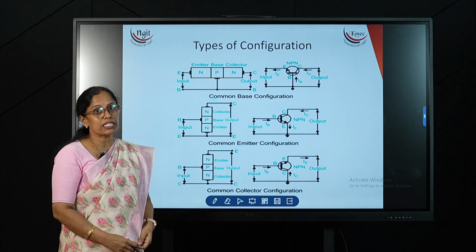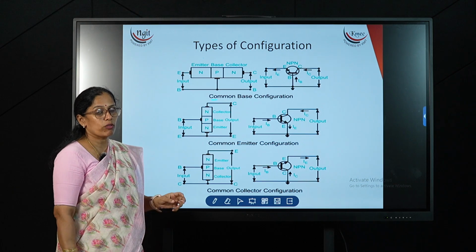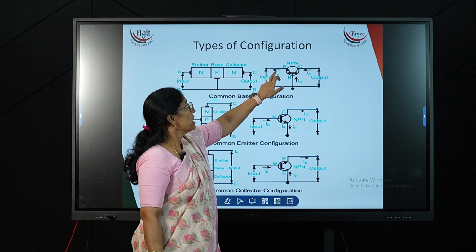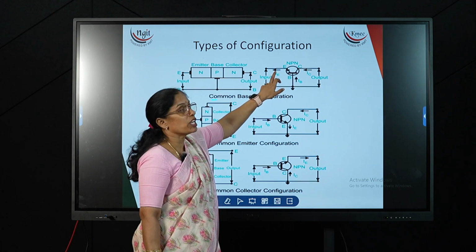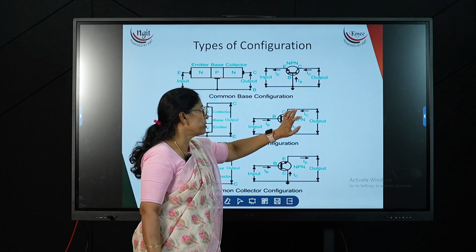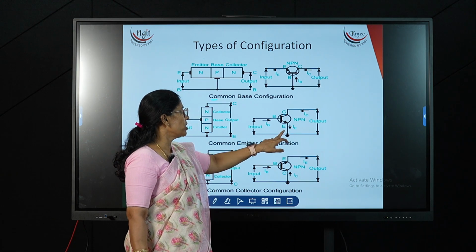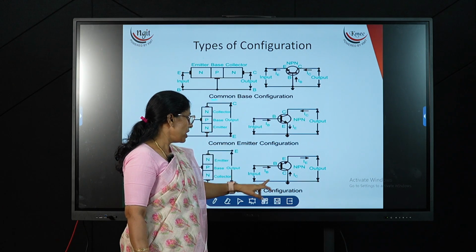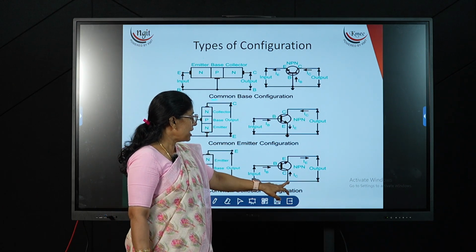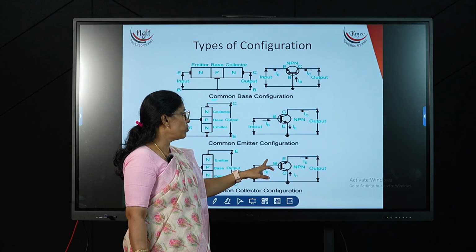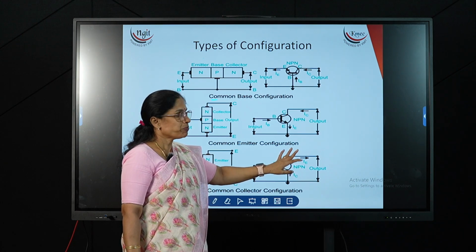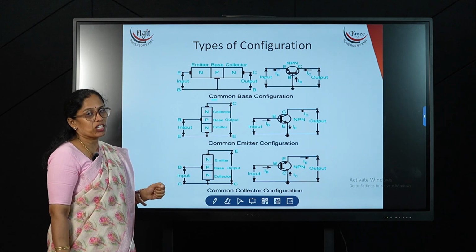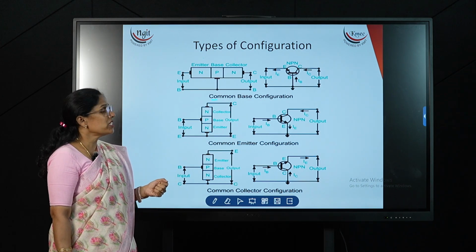If one terminal is common, then of the other 2 terminals, one is for the input side and the other is the output side. Coming to the common base, the emitter is the input terminal and the collector is the output terminal. In the common emitter configuration, the emitter is common, the base is the input, and the collector is the output terminal. In the common collector configuration, the collector is the common terminal, the base is the input and the emitter is the output. So these are the three different types of configurations. In the next lecture we will see the common base configuration.